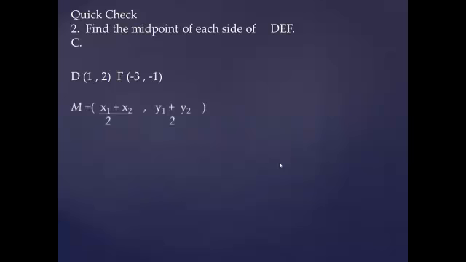Alright, let's check it. You should have written the formulas down. You should have filled in the formulas. 1 plus -3 over 2 and 2 plus -1 over 2. 1 plus -3 is going to give us -2. -2 divided by 2 is -1. 2 plus -1 gives us 1. 1 over 2 is 0.5. So you should have gotten -1, 0.5 for your midpoint. Pause the video if you need more time to finish this problem.